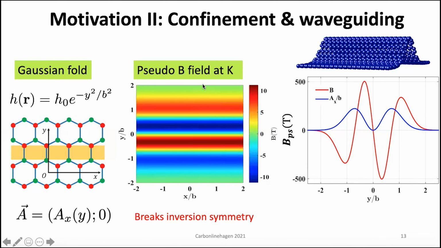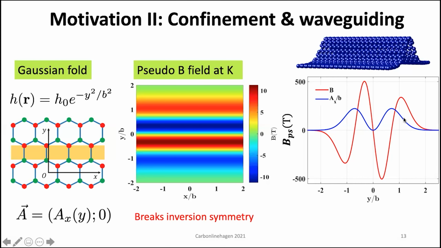Now, if I draw a cut of this profile and plot it here in red, you see that the pseudo-magnetic field has a very variable shape with valleys and barriers when I go across the fold. At the same time, the gauge potential, the vector A, which has only one component, has the structure of a double barrier. So I said, well, a double barrier, I know how to deal with double barrier problems in quantum mechanics.